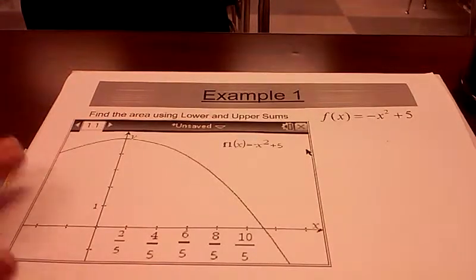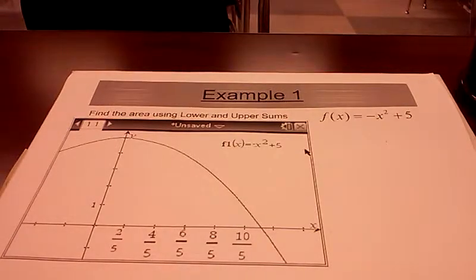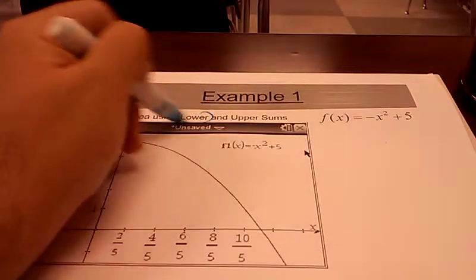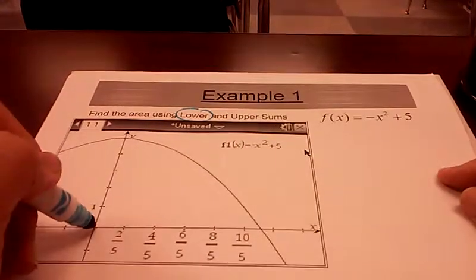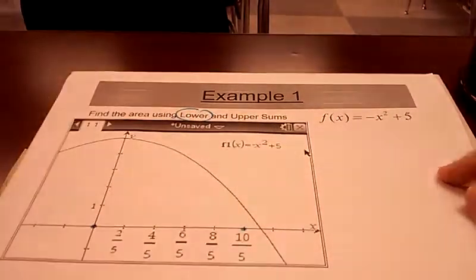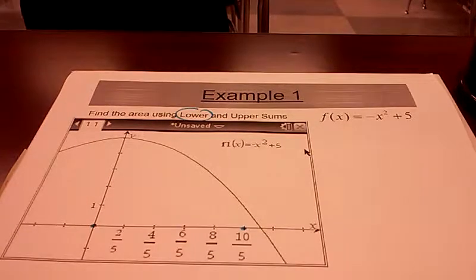For example, let's say that I wanted you to find the area using just the lower sums of this shape on the interval from 0 to 2. Well, lower sums would be the inscribed rectangles. It's going to be a lower approximation of the true area. An upper would be the circumscribed rectangles, and that would be more.